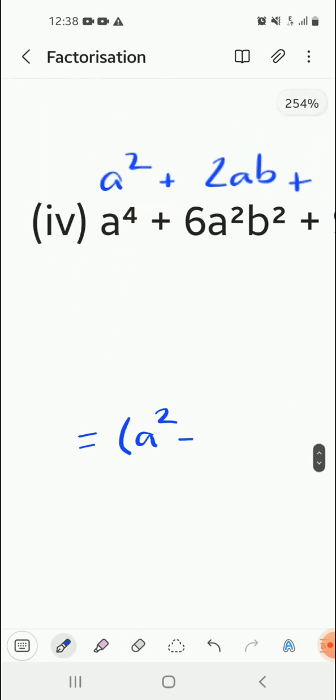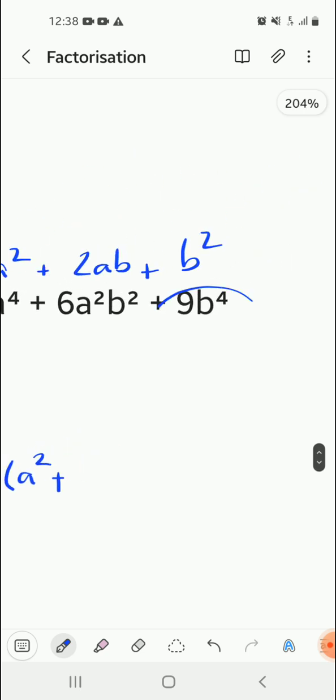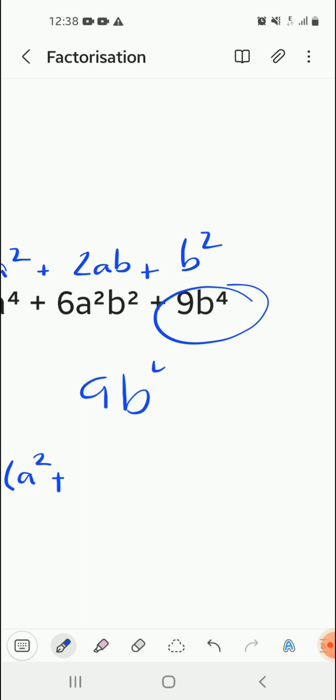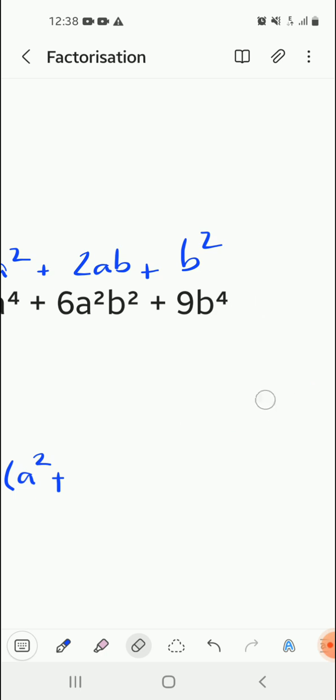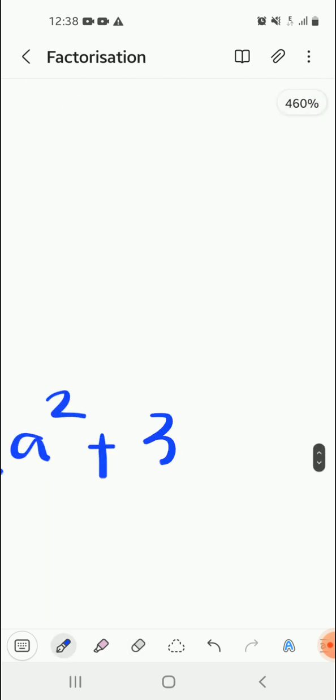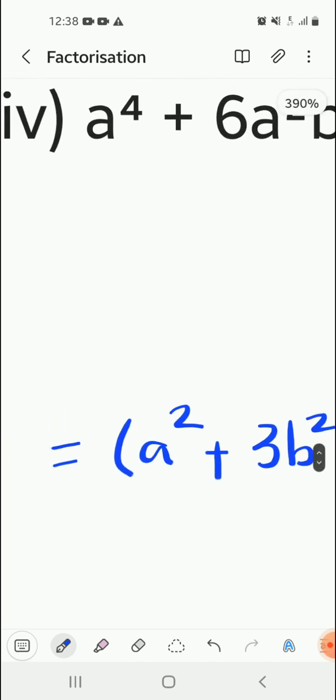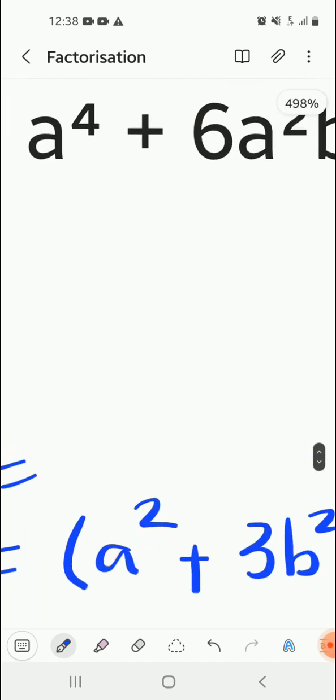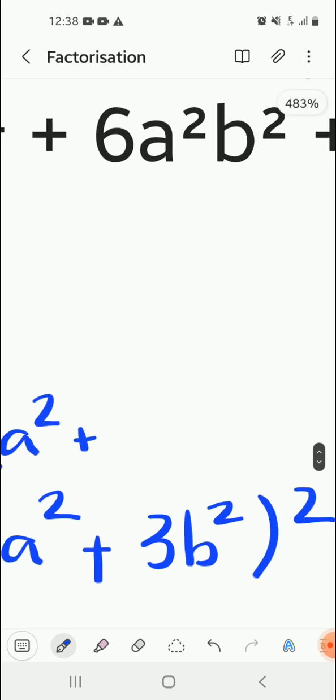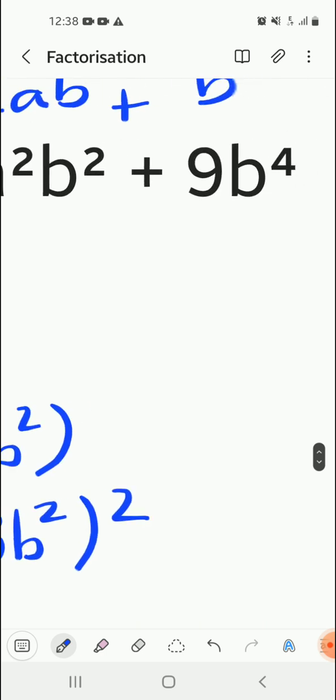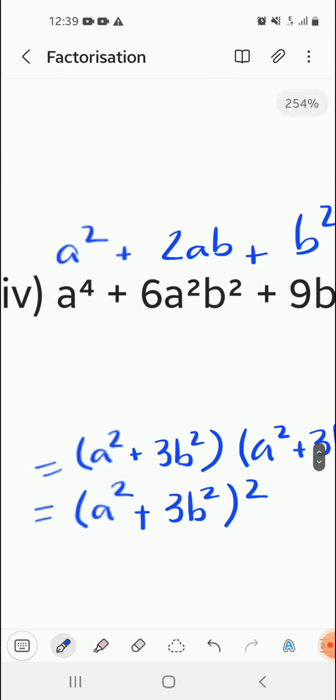So we're going to write a square plus, 9b to the power 4. So the square root of 9b to the power 4 is 3b to the power 2, 3b square. So we're going to write plus 3b square here. The whole thing whole square. Now break it up. a square plus 3b square, again a square plus 3b square.